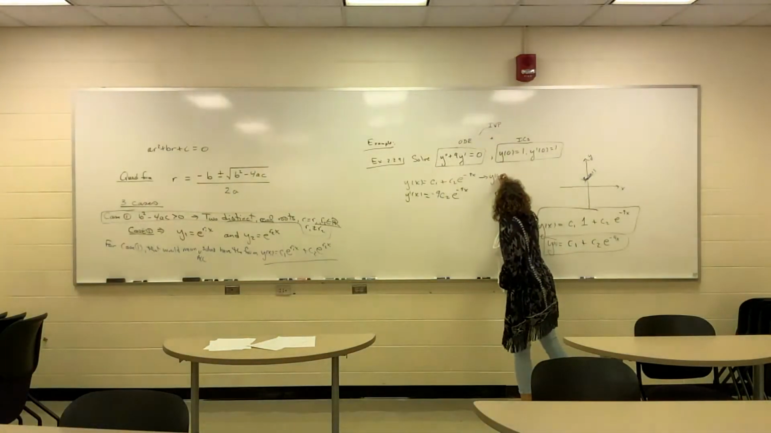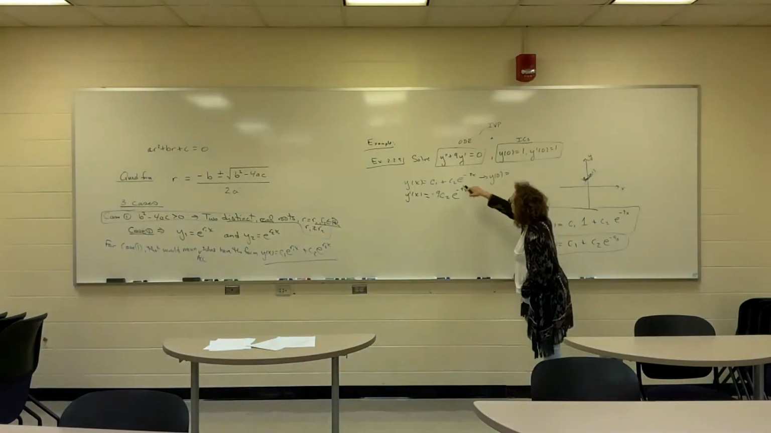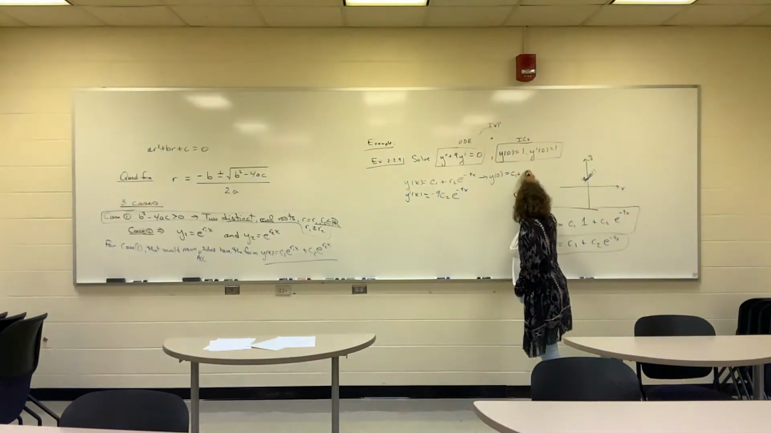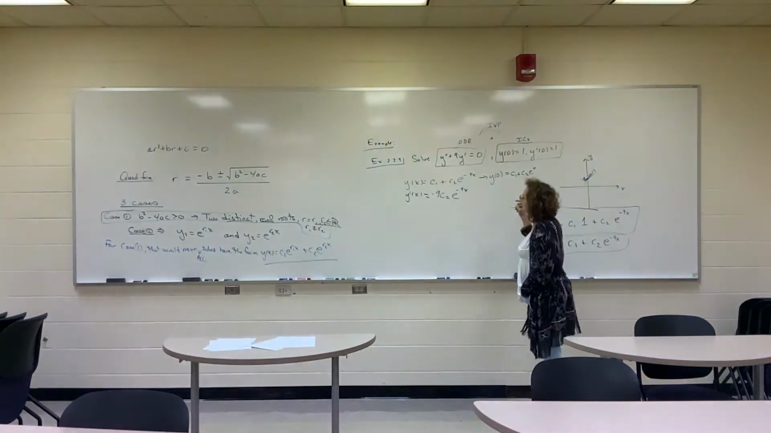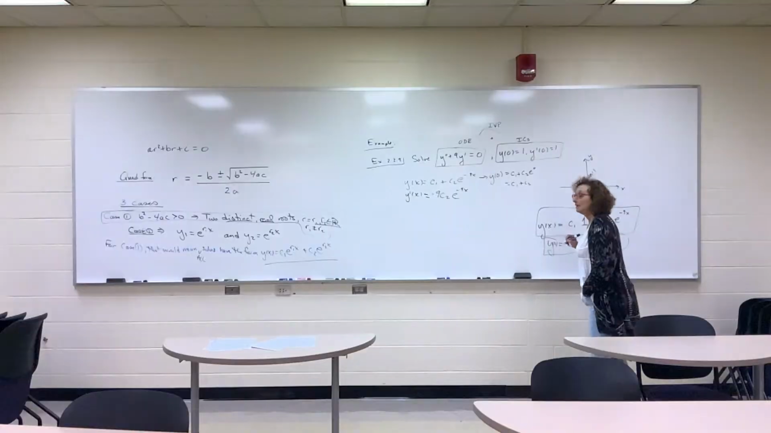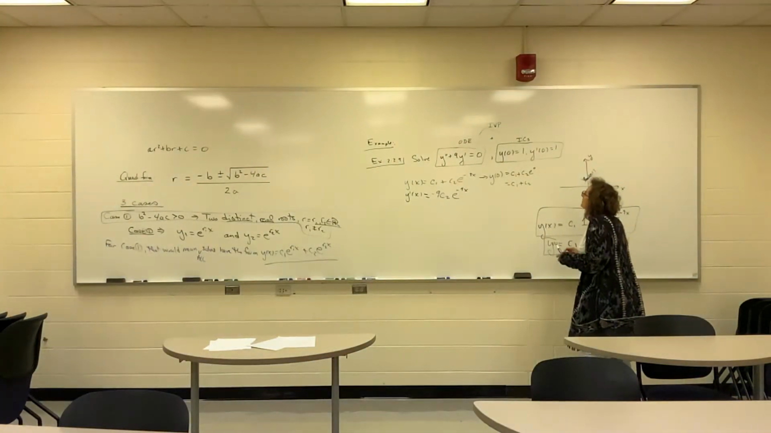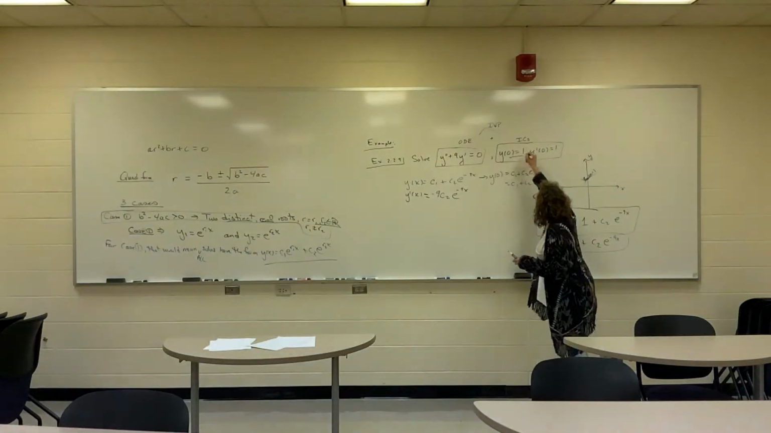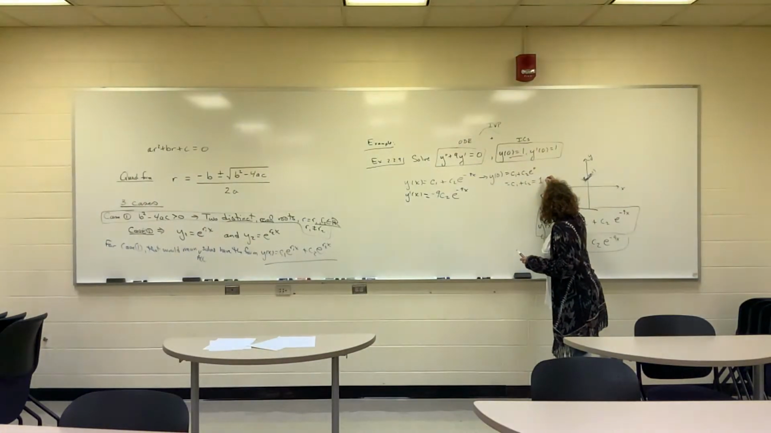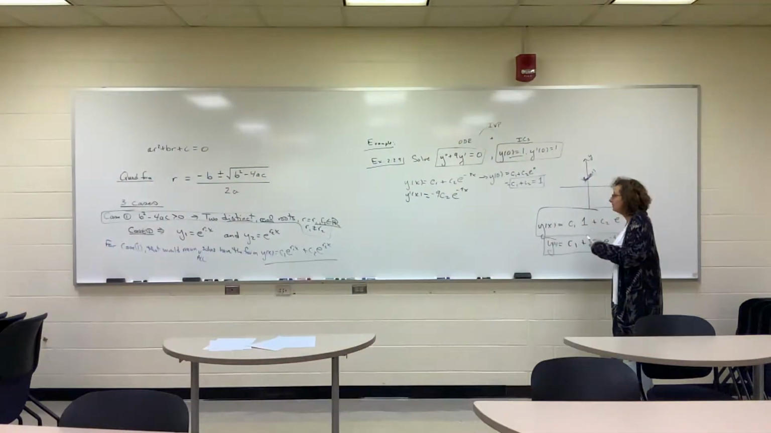Now I'm going to evaluate y at 0. What is y evaluated at 0? c1 plus c2 e to the 0, right? Well, that's just c1 plus c2. What do I want y evaluated at 0 to be? I want y at 0 to equal 1. So here is my one equation for two unknowns, right?